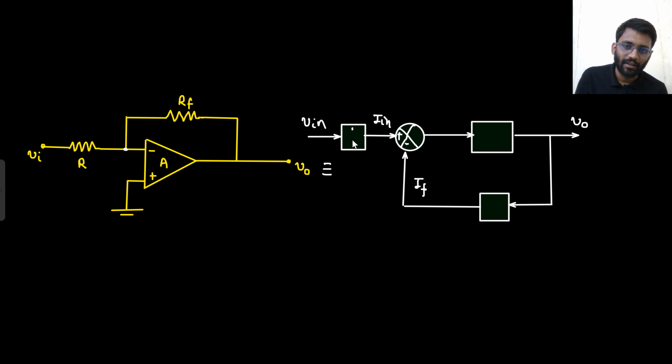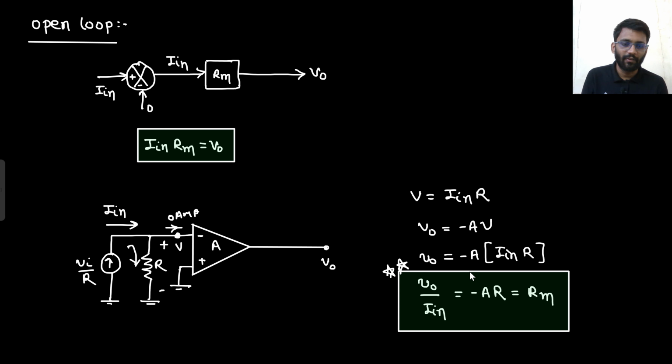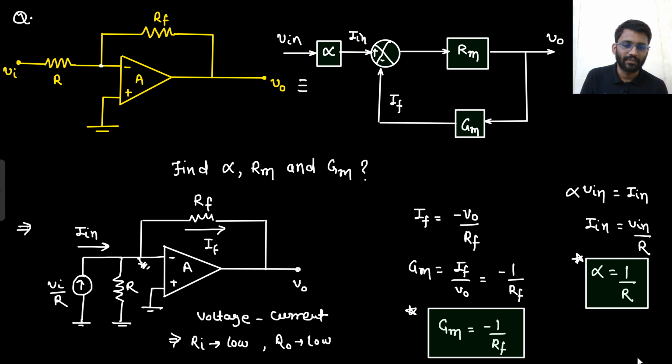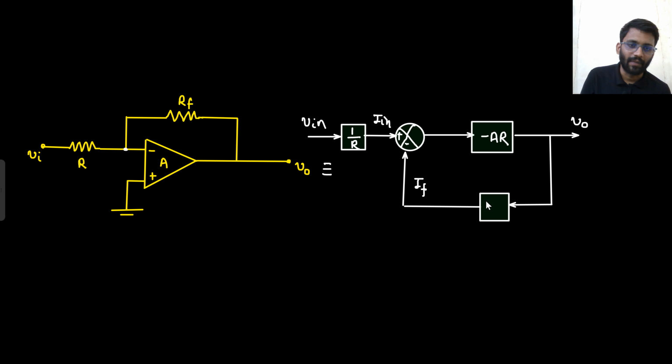So V in divided by R is my I in. Then it will be multiplied with the factor of minus AR. From output, the feedback fed is minus 1 by RF. That's it. So this is the block diagram.